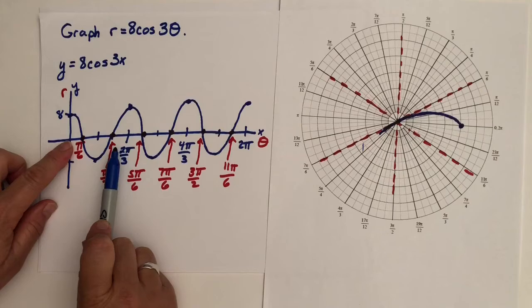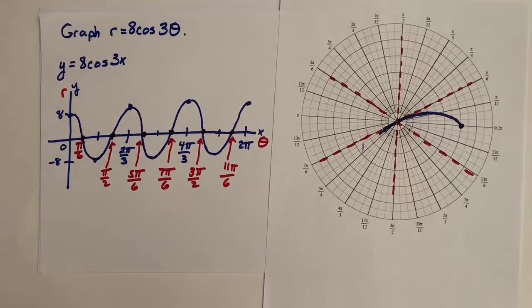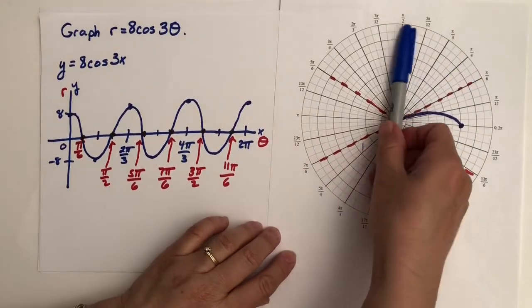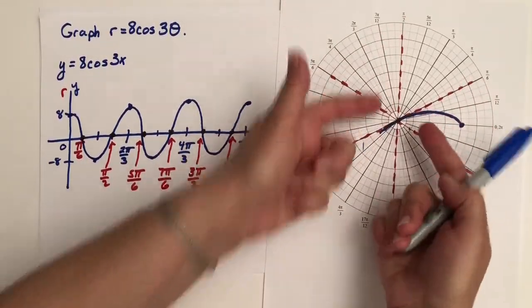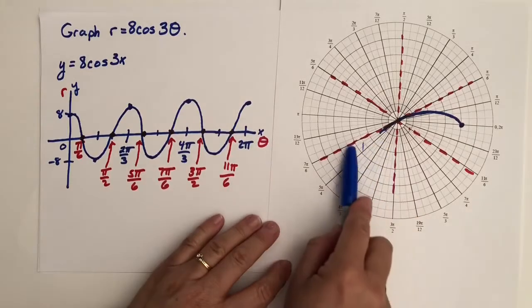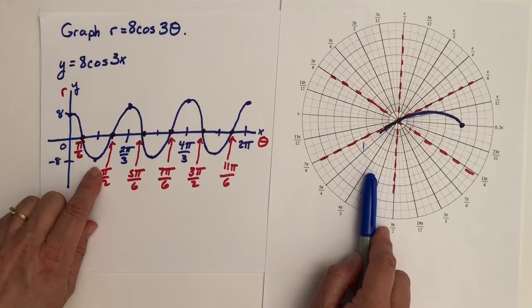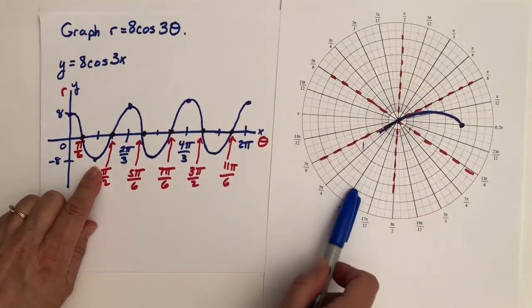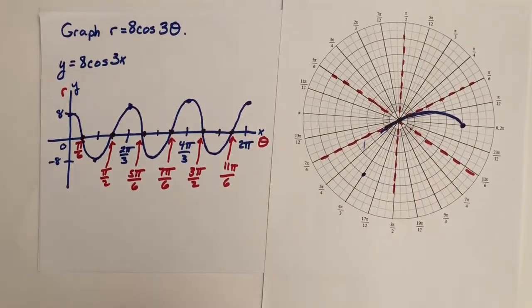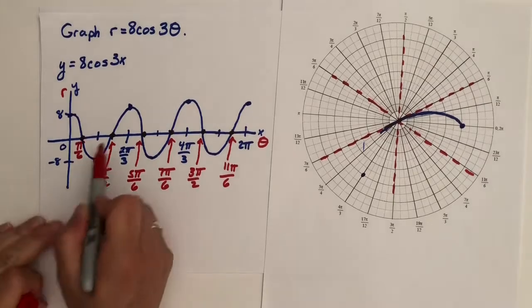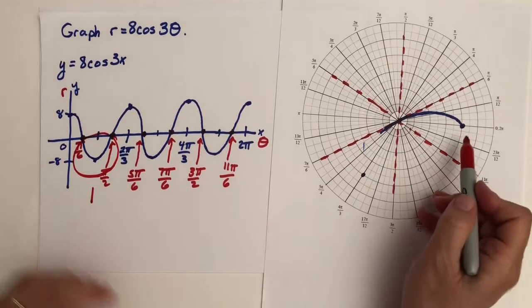Notice between pi over 6 and pi over 2, the R values are negative. So between pi over 6 and pi over 2, these angles right here, I go across the pole because our values are negative. That means I'm down here. And we're going to go down to -8. So at pi over 3, I'm at -8, so I'm over here. So 2, 4, 6, 8. And remember, this much of the graph represents one petal. So I'm going to label this as petal 1. We only had a half a petal there.